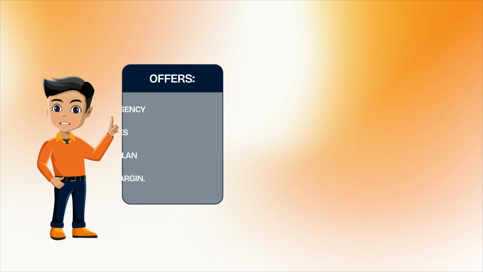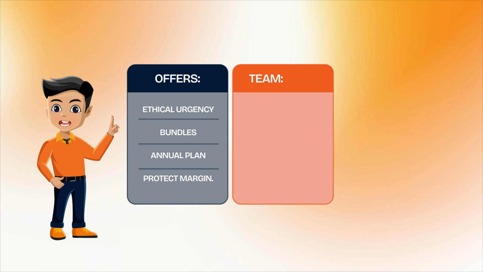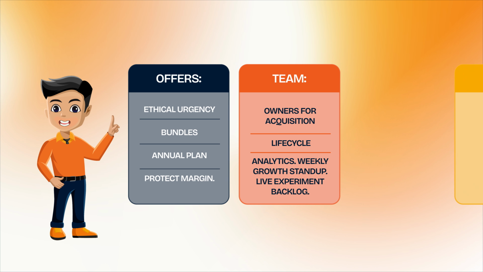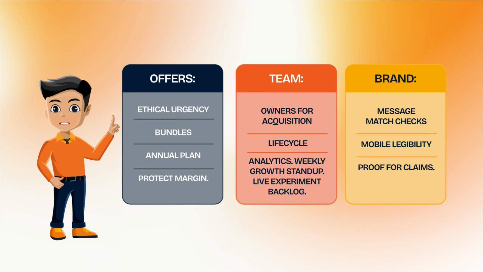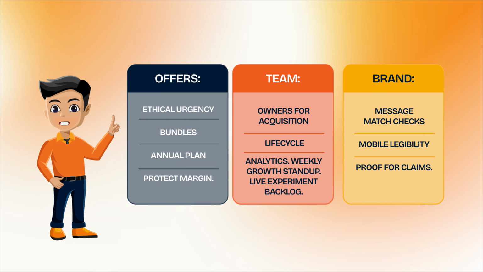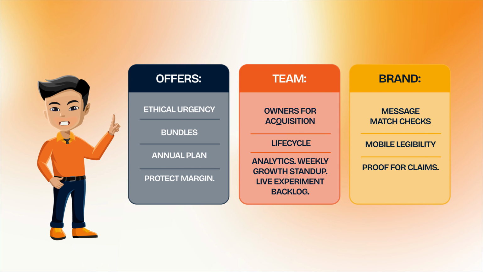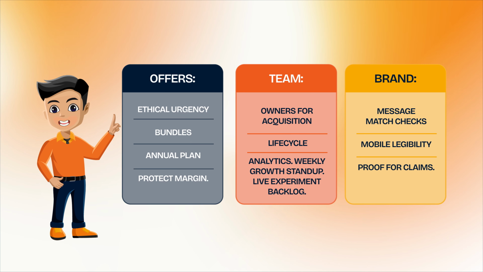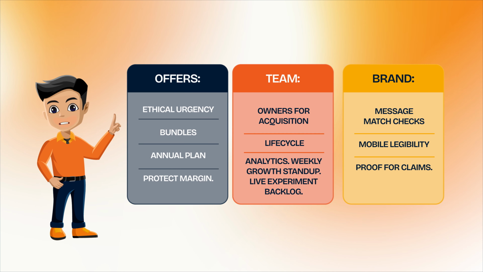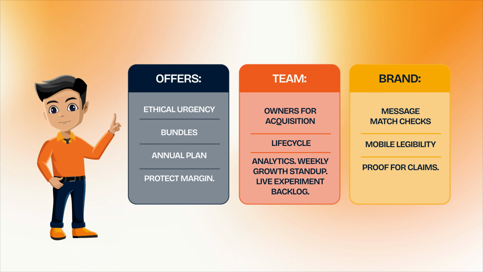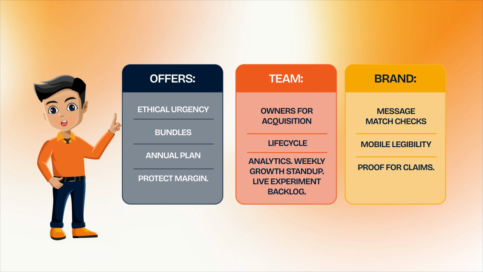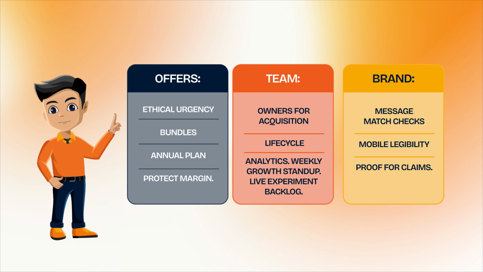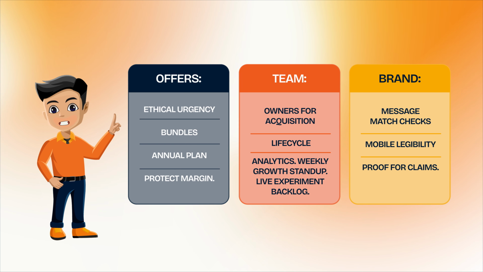Offer and pricing experiments. Test urgency ethically: a limited bonus, onboarding slot caps, value-stacked bundles, and an annual plan with a tangible perk. For B2B, try a paid pilot with fast setup. For DTC, test bundles that solve a complete use case. Always protect margin. Promote only what improves contribution.